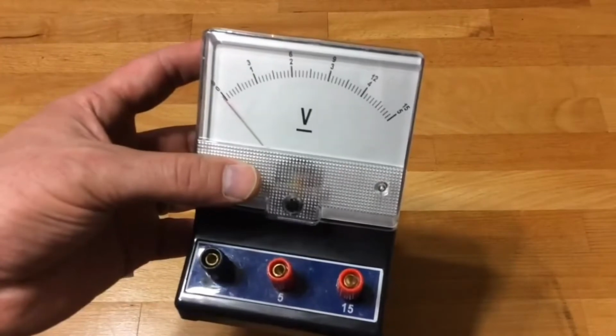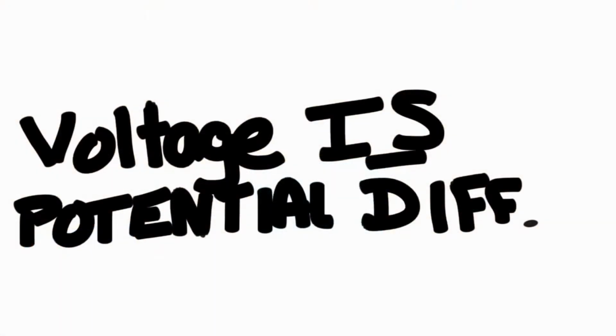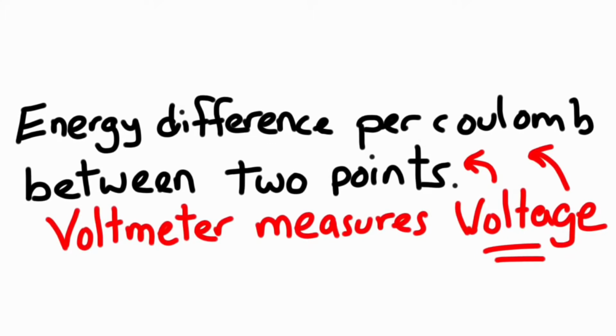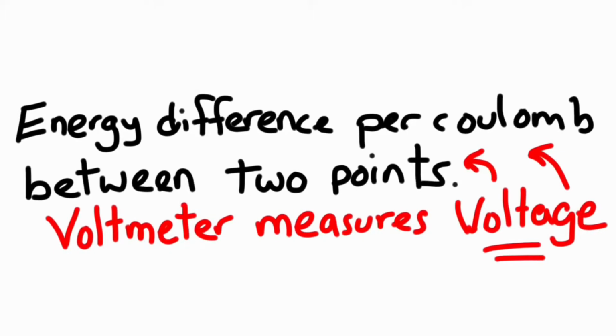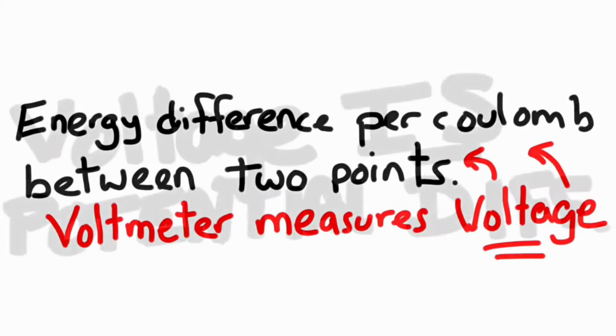That's the device. Some definitions are important. First, voltage is electric potential difference. Synonyms, and both of them are defined as the energy difference, or the energy change, or the energy loss, or the energy gain per coulomb between 2 points. And that is why we measure voltage this way.